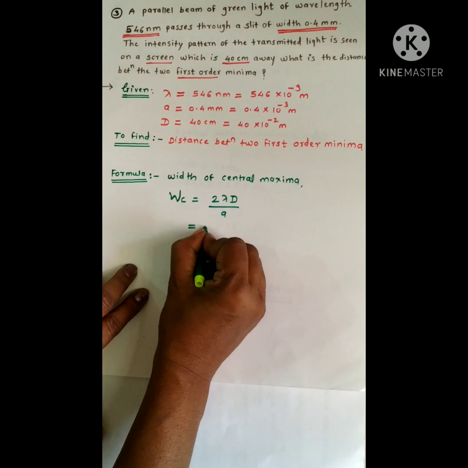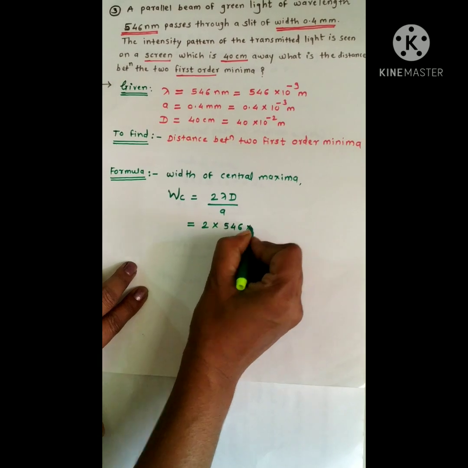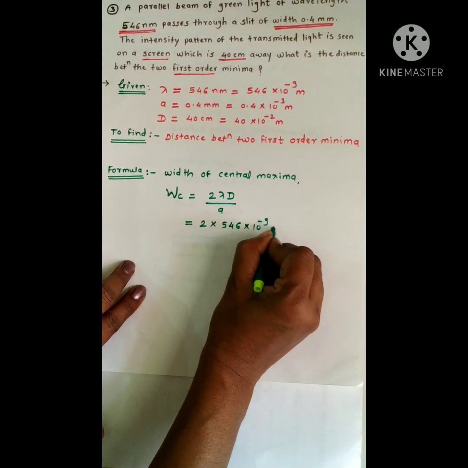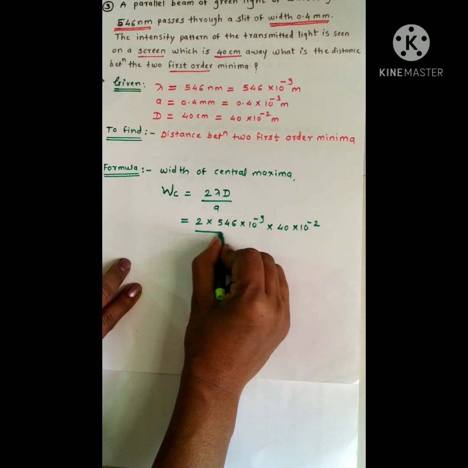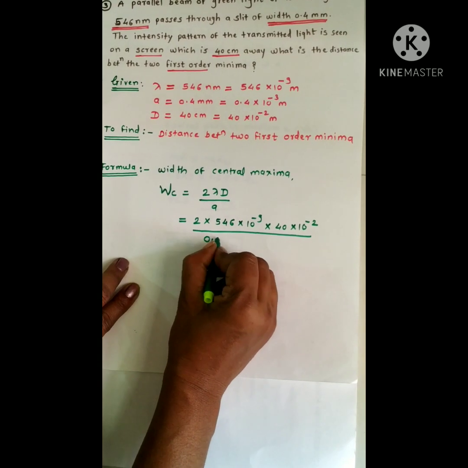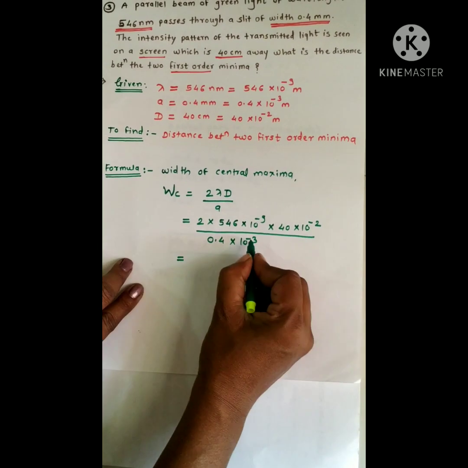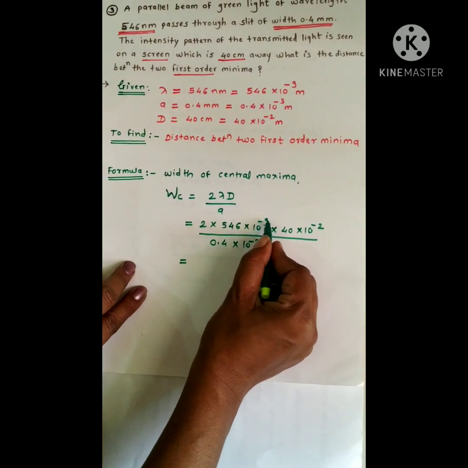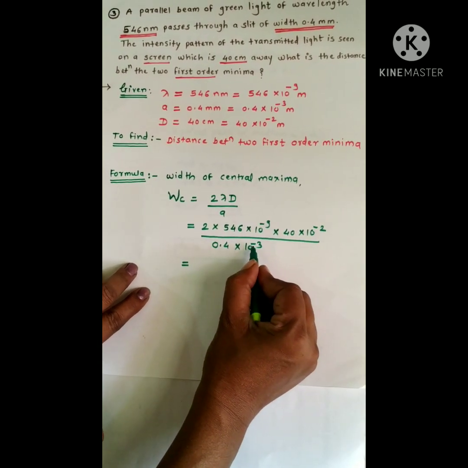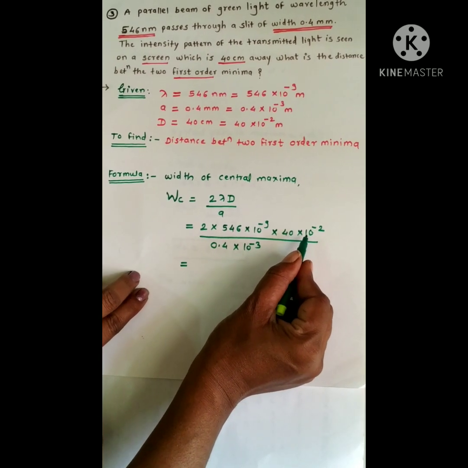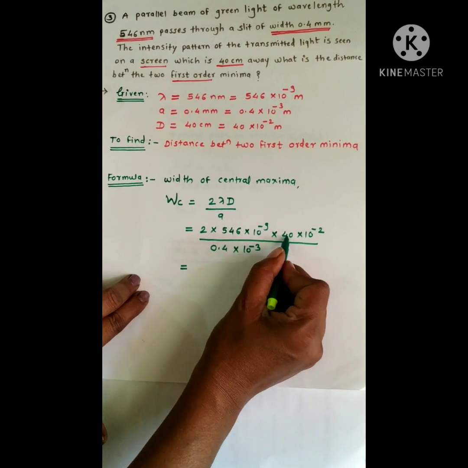We know 2 as it is. 2 into lambda, that is 546 into 10 raised to minus 9, into 40 into 10 raised to minus 2, upon A, that is 0.4 into 10 raised to minus 3. So first of all, students, we will solve the powers of 10. 10 raised to minus 9 and 10 raised to minus 2 means 10 raised to minus 11. And when 10 raised to minus 3 goes upwards, it becomes 10 raised to plus 3. And the multiplication factor is 40 and 0.4.